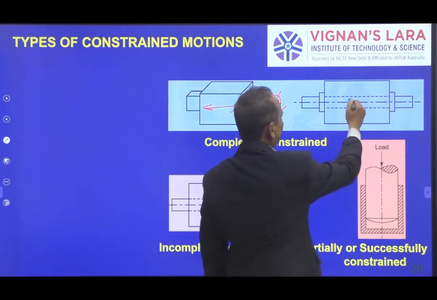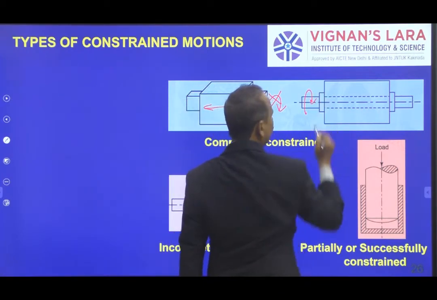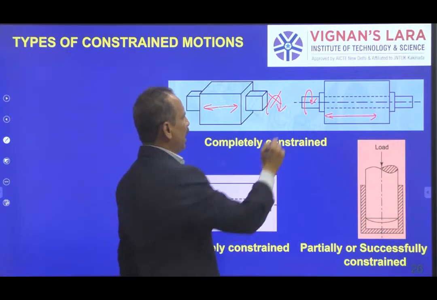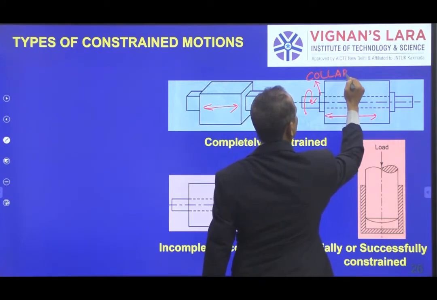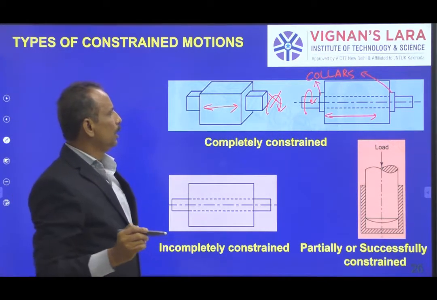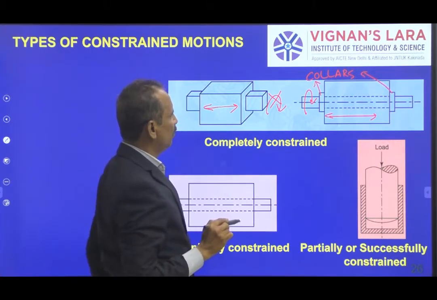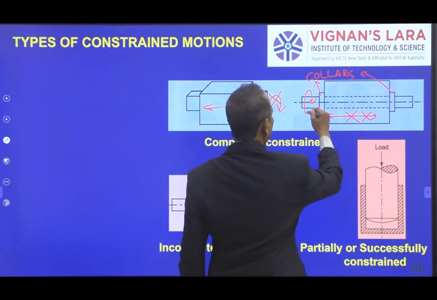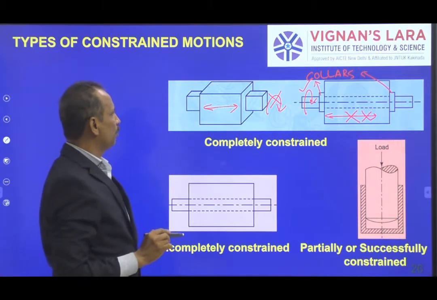Similarly, there is another case with a circular shaft. The circular shaft can be rotated here, but it cannot be moved like this because its ends are prevented by collars. Even though the circular shaft could be reciprocated, the collars will not permit movement in the longitudinal direction. This is not at all possible. The only possibility is rotation. That type of motion is called completely constrained.